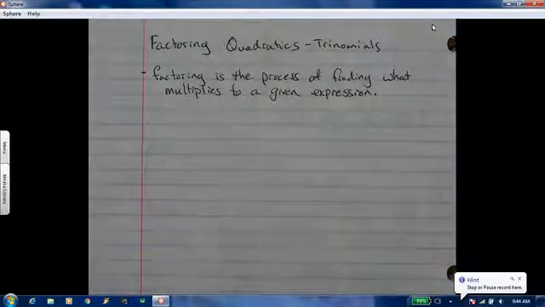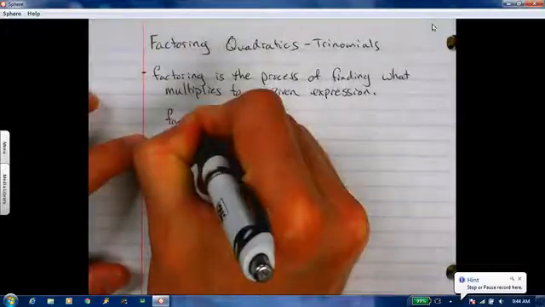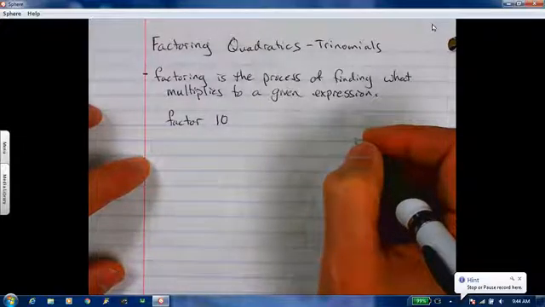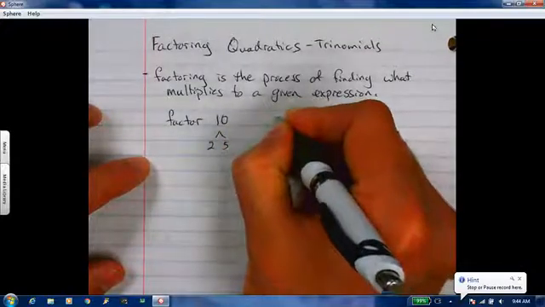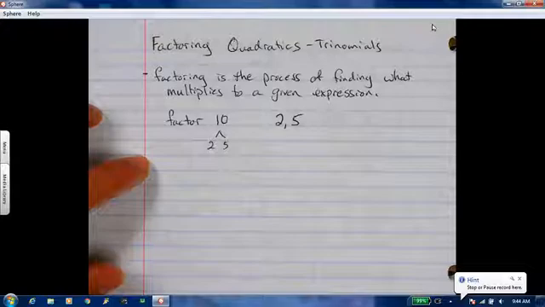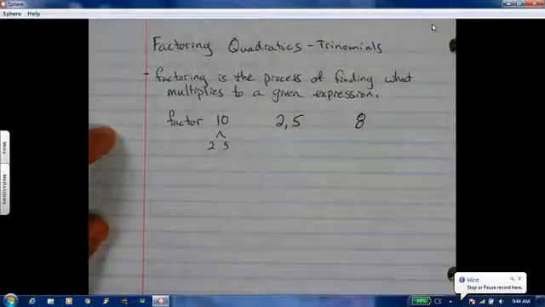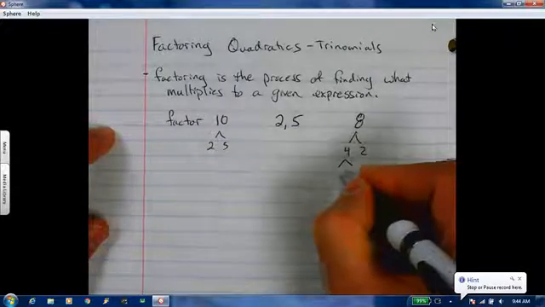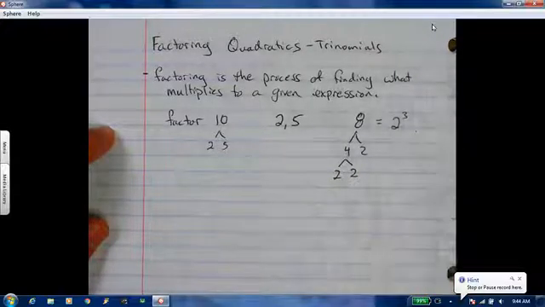So remember way back to your elementary days, factoring is the process of finding what multiplies to a given expression. If we use regular numbers and we just say factor the number 10, what multiplies to 10? 2 and 5. So we say the factors are 2 and 5. Okay? So if we want to factor the number 8, that's 4 and 2, but the 4 goes into 2's, right? So how many 2's do we have? So it's going to be 2 cubed, or its factors are 2.